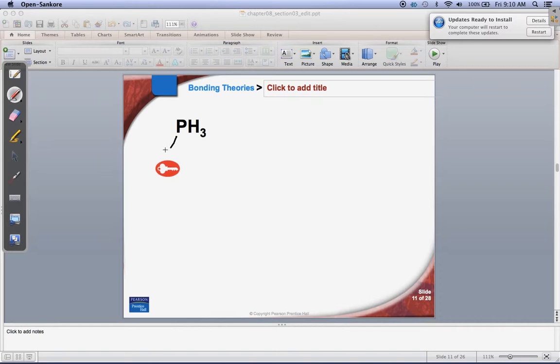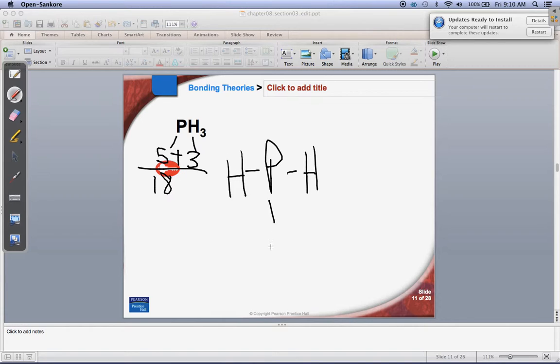So P has 5 valence electrons. 3 hydrogens have 3, so we have 8 total. Okay, so we draw our Lewis structure. Okay, we subtract how many we just used. Oops, 8, not 18. 2, 4, 6. We have 2 left. We cannot put them on hydrogen, so we're going to put them on our phosphorus.